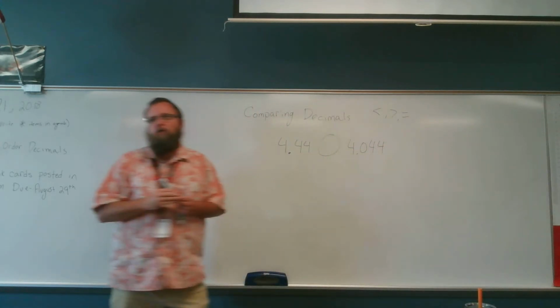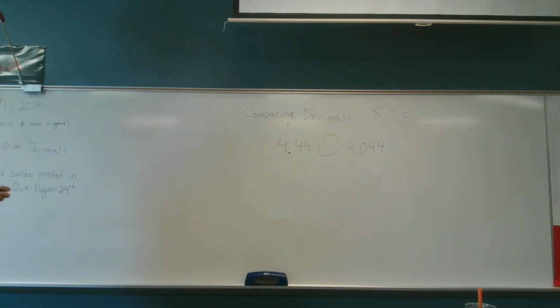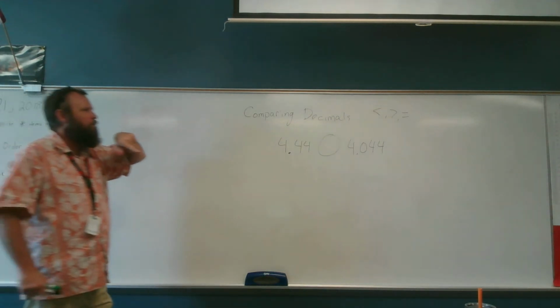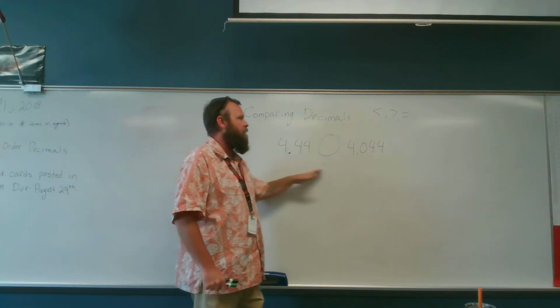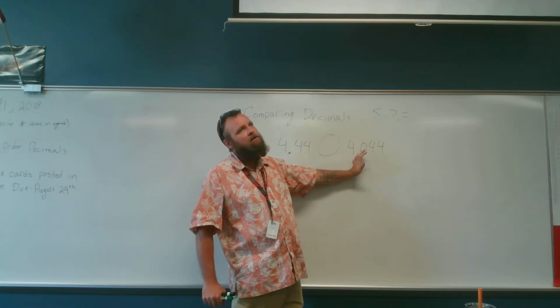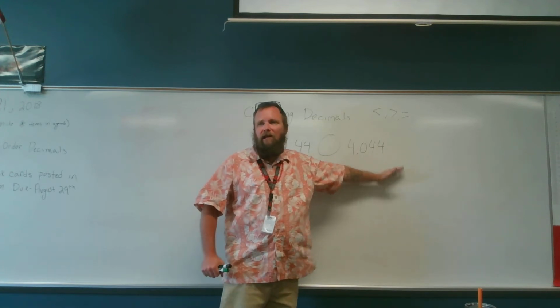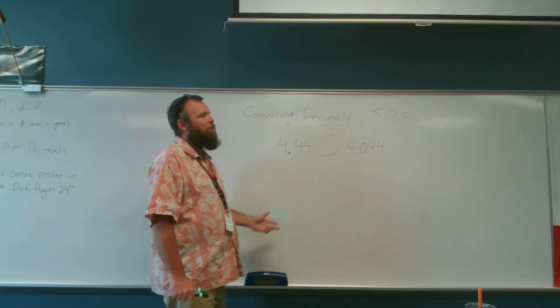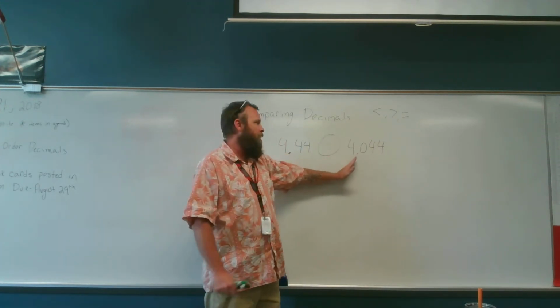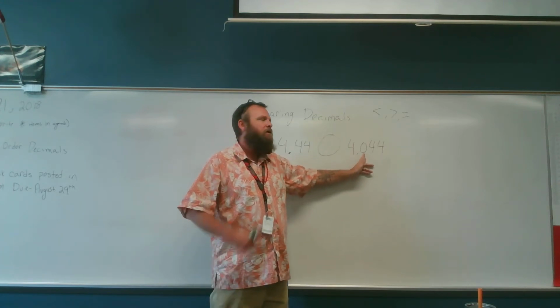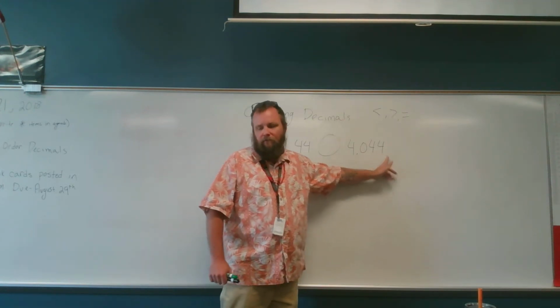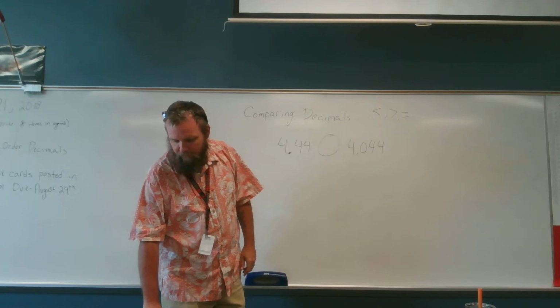We have 4 and 44 hundredths and 4 and 44 thousandths. The only place value you're going to say is the last one behind the decimal point. You're not going to say 0 tenths, 4 hundredths, and 4 thousandths. So really, in 5th grade, if they have decimals, your last word's either going to be tenths, hundredths, or thousandths.